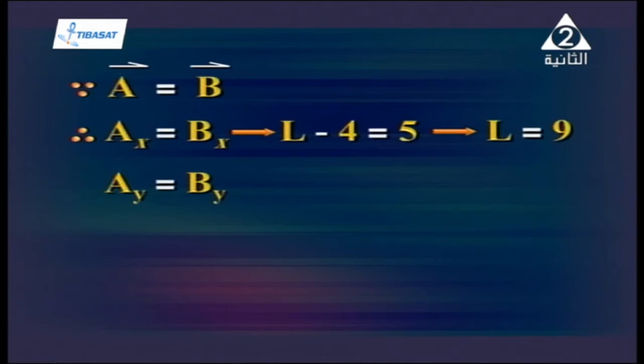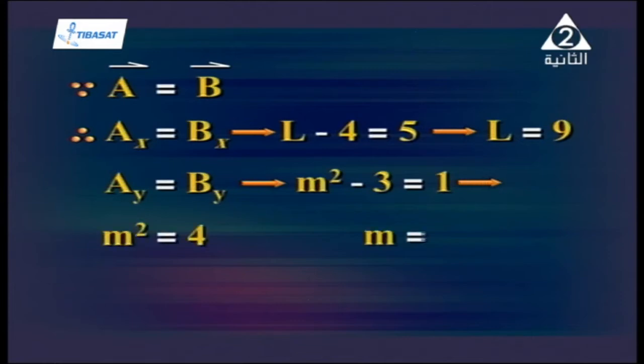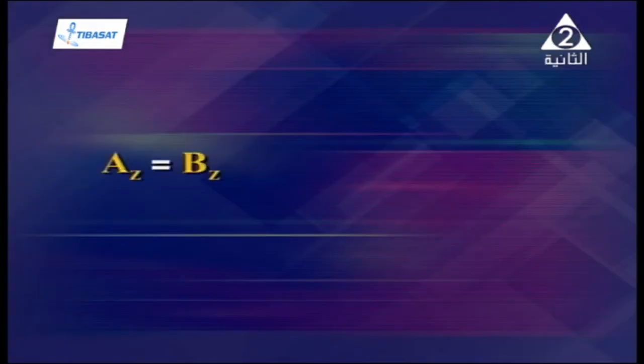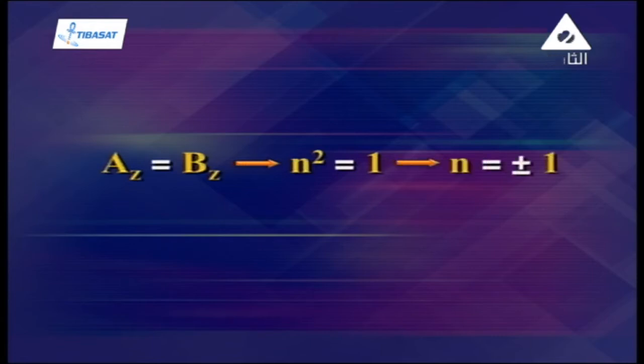Also, my dear student, ay equals by. Component of ay is m cubed minus m squared minus 3, component of by is 1. Then we deduce m squared equals 4, then m equals positive or negative 2. Also, az equals bz. By substitution, az equals n squared, bz equals 1. What is the value of n? Excellent, student. Positive or negative 1. This is the value of n.